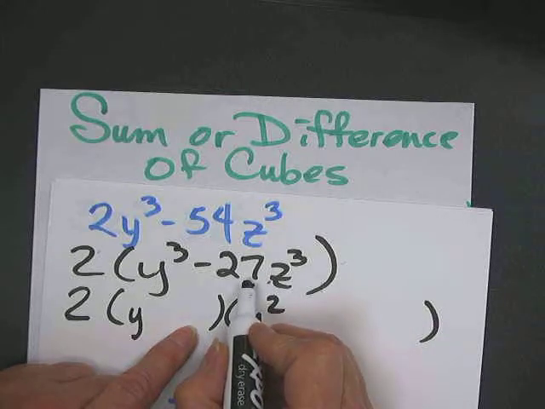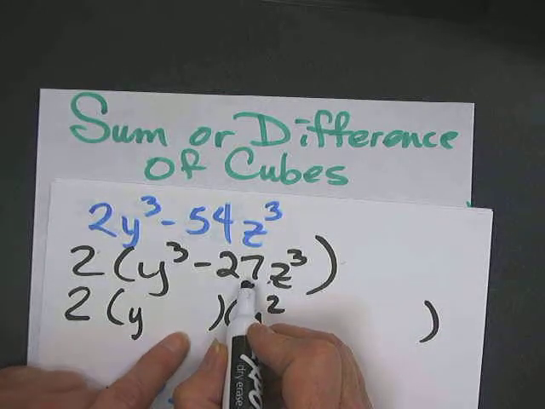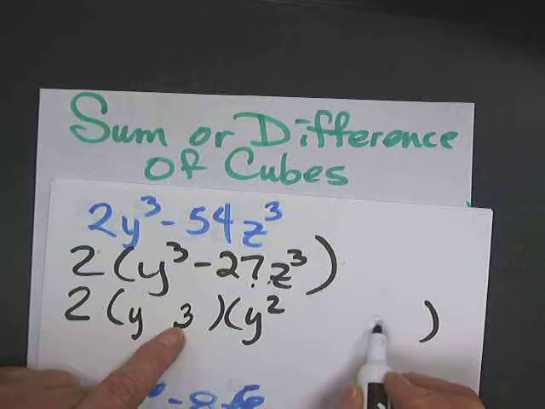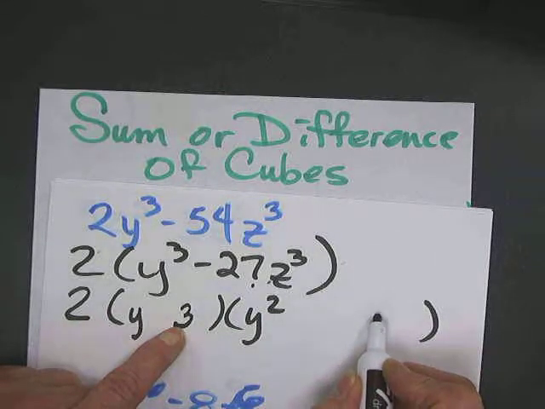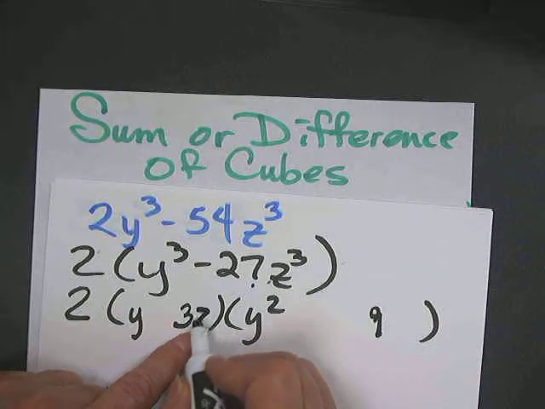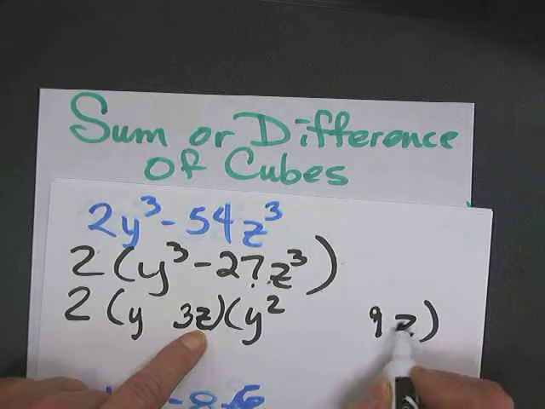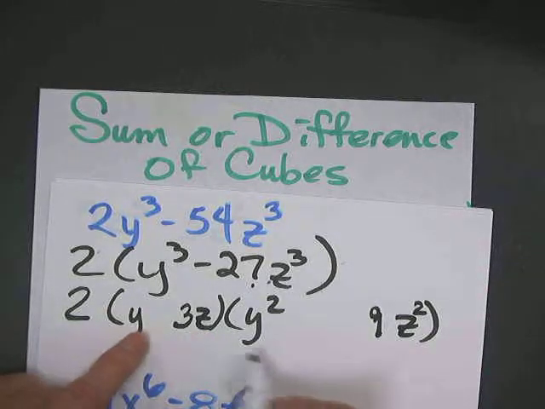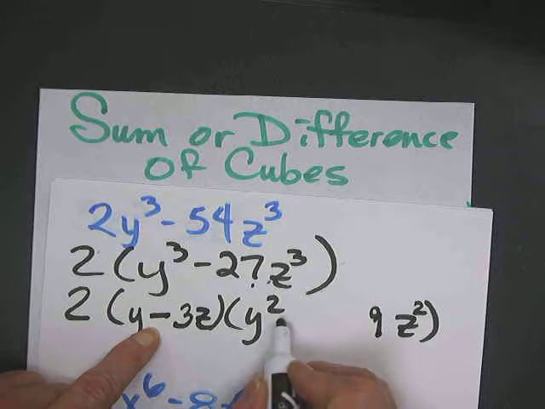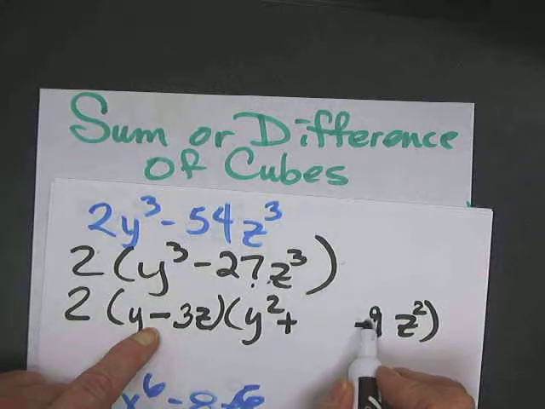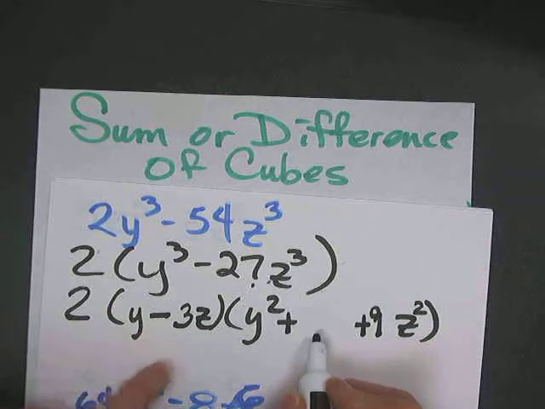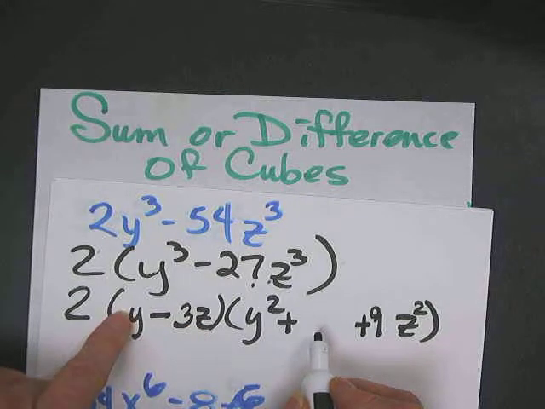Okay, perfect cubes? 2. 2's not a perfect cube, is it? Neither one of them are. Do we have something in common? 2. Let's factor that 2 out. That's the only thing we have in common. Okay. Perfect cube? Yes. Perfect cube? Yes, okay.